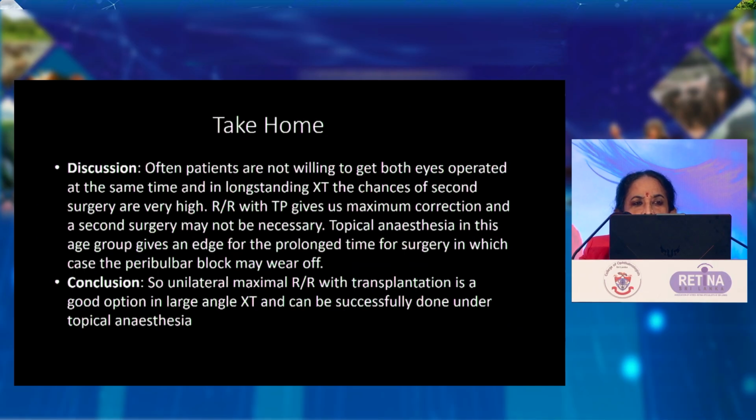So often patients are not willing to get both eyes operated at the same time, and in long-standing exotropia, the chance of second surgery is very high. And recess resection with transplantation gives us maximum correction, and a second surgery may not be necessary. And topical anesthesia in this age group especially gives an edge for the prolonged time of surgery, in which case the peribulbar block may wear off also. So unilateral maximal recess resection with transplantation is a good option in large angle exotropia and can be successfully done under topical anesthesia too. Thank you.